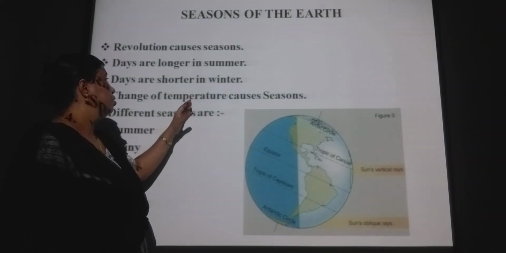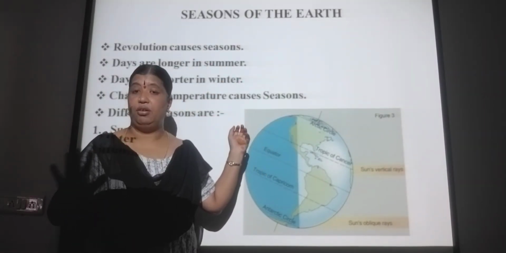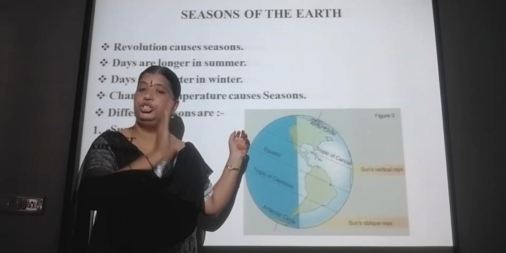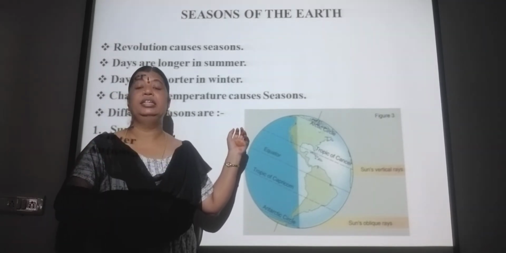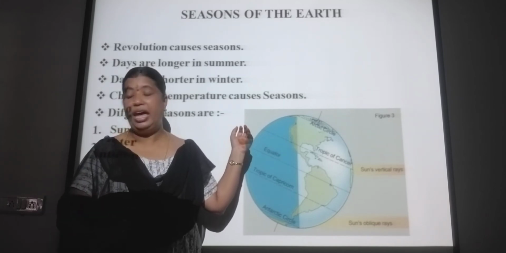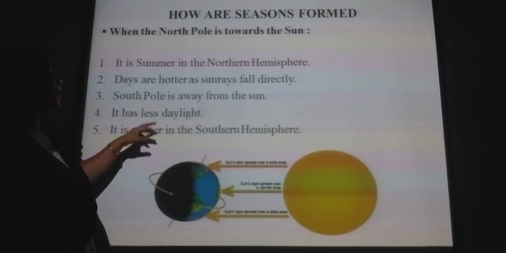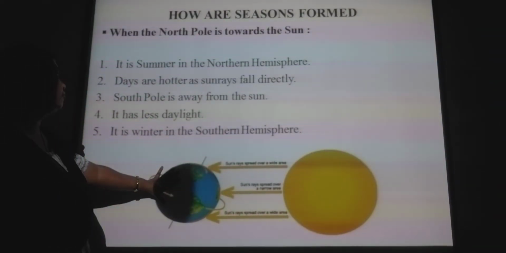Understood, children? So in the summer season, the days are very hot, the days are longer, nights are shorter. Winter season, days are shorter, nights are longer. Okay, let's look into it in detail. Now let's see here, how are these seasons formed?